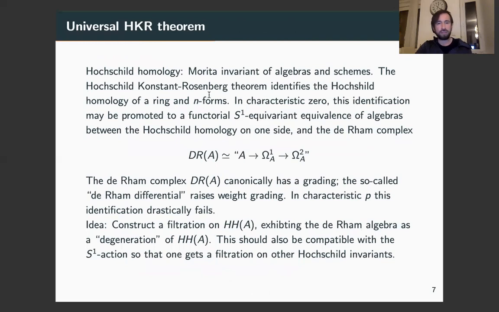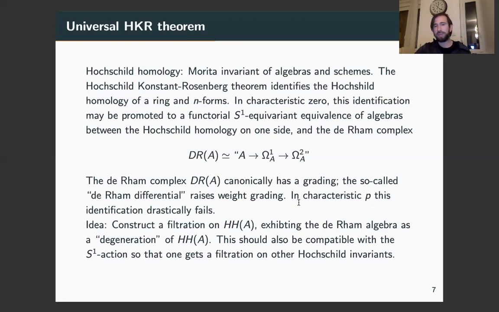Our first application of this framework is to Hochschild homology. Recall the Hochschild-Kostant-Rosenberg theorem, which identifies the Hochschild homology of a ring with n-forms. In characteristic 0, there's actually more structure. On the one hand, we have the derived de Rham complex, where we can view the S1 action as being the de Rham differential. And this is a graded complex, and so the de Rham differential raises the grading by 1. And on the other, we have Hochschild homology. And this is an S1-equivariant equivalence of algebra objects in the derived category.